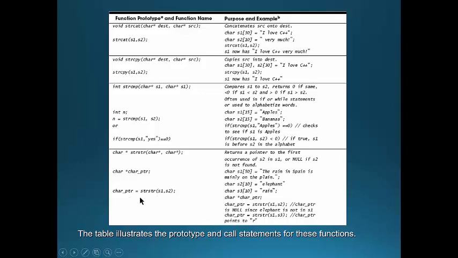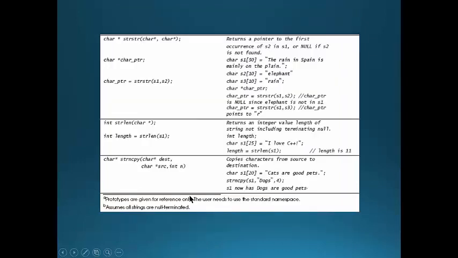Yeah, and so this would be the use. It says character pointer. You would say character pointer equals this. Notice it returns a pointer. So to find the character at that pointer, you would have to put an asterisk in front of it. Yeah, so that's what we just looked at.